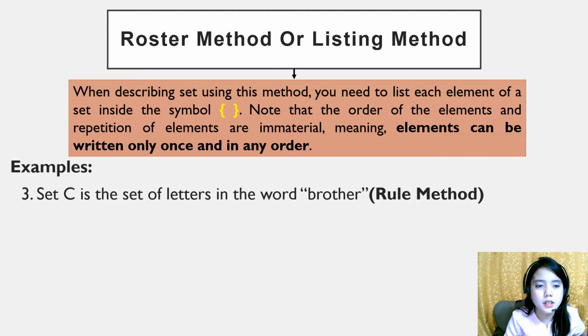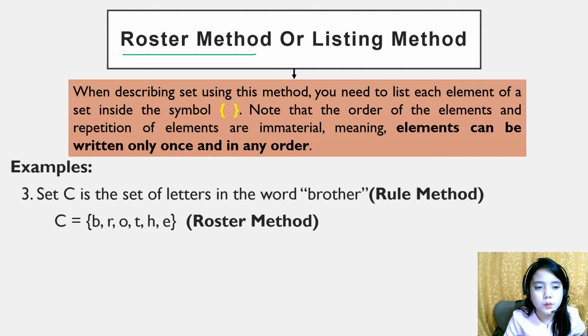Okay, set C is the set of letters in the word brother. Okay, sige daw be. Unsaon ka na siya pagsulat using the listing method or the roster method? Okay, unsa atong set C. C is equal to brace, B, R, O, T, H, E. Ma'am, naa may R. Nganong wala na gi-apil si R? Because naa na may R diri. Okay, so no need na siya balikon og usab.